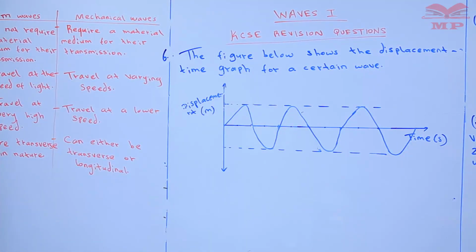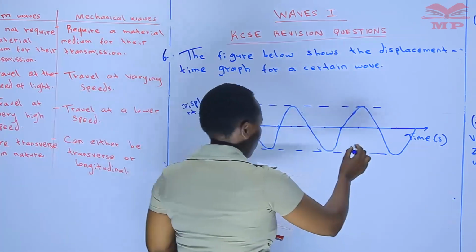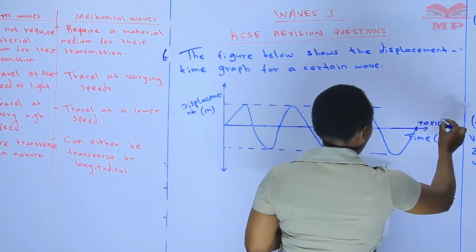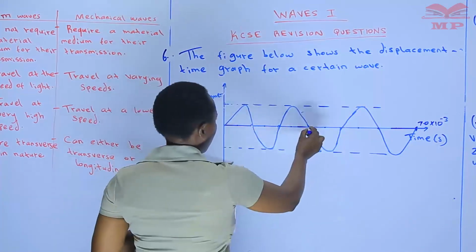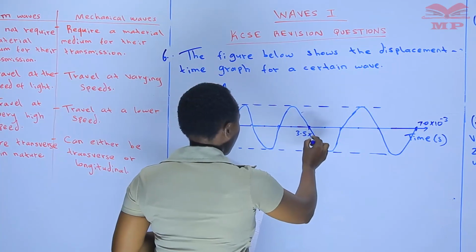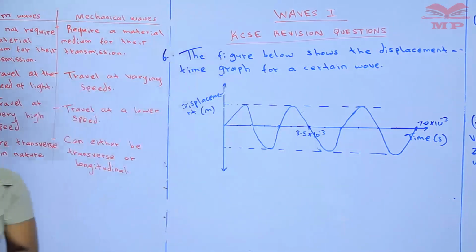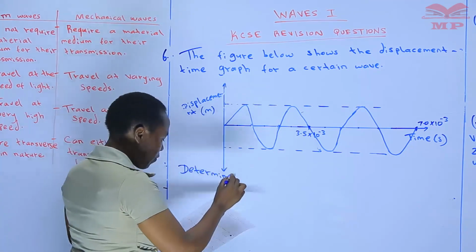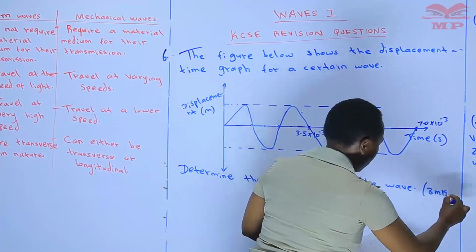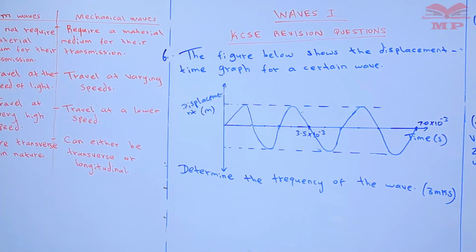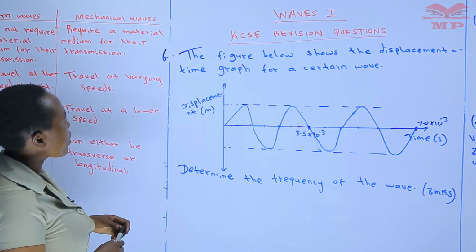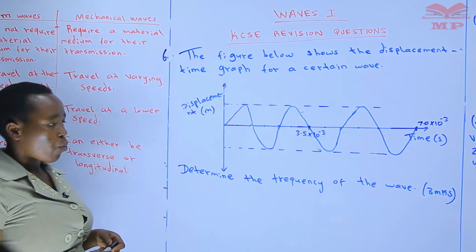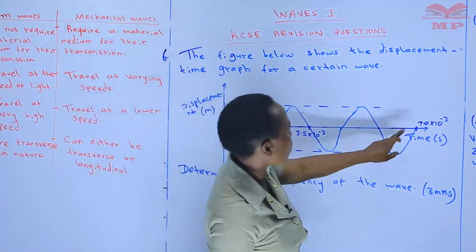Then we have been given the following for the wave. We have been told that this point is 7.0 times 10 power negative 3 seconds. Then at this point it is 3.5 times 10 power negative 3. We are told to determine the frequency of the wave. So here is the question. The figure below shows the displacement time graph for a certain wave. We are told to determine the frequency of the wave, and we have been given time at this point and also at the other point.